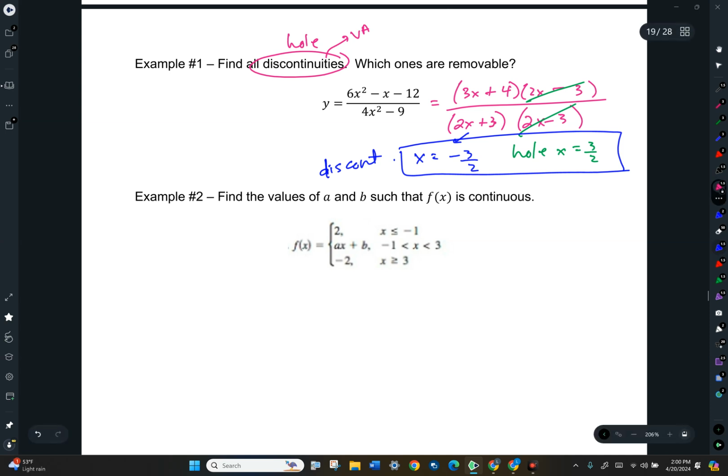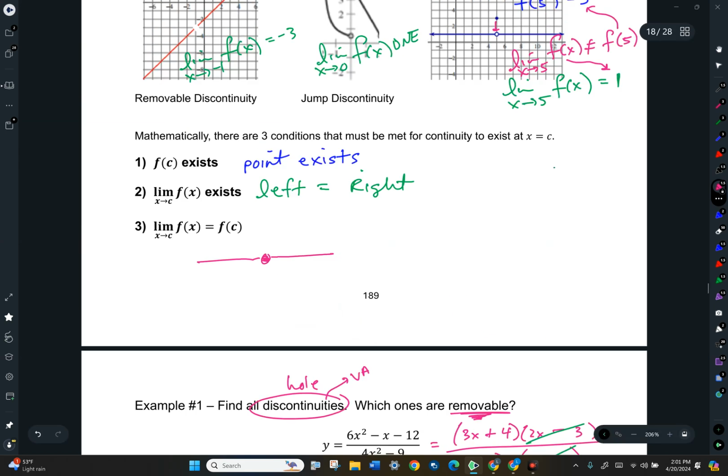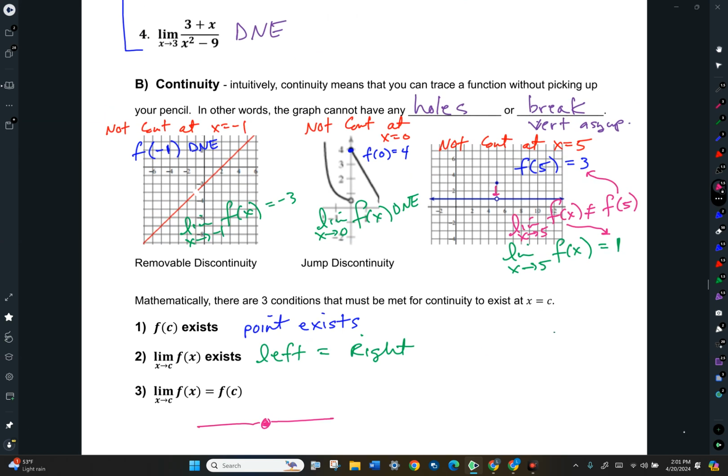However, we're going to say that one of them is removable, because remember, a removable discontinuity is one that is a hole. So this one at 3 halves, we would say is removable. Look at the first graph: if the limit exists, but there's just a hole in the graph, that's called a removable discontinuity. I could have just as easily said the third graph, because it was just a hole, and yet the limit existed. It was just a removable discontinuity. Again, just words.